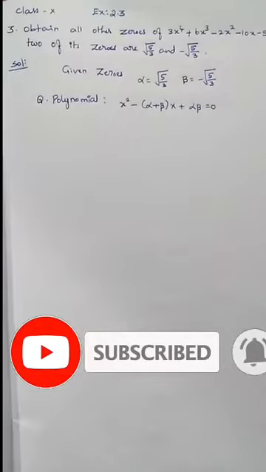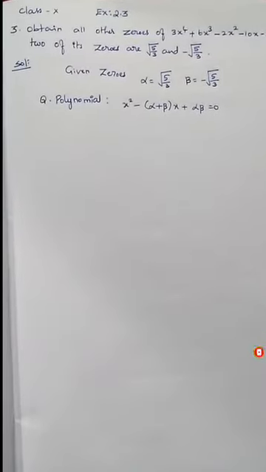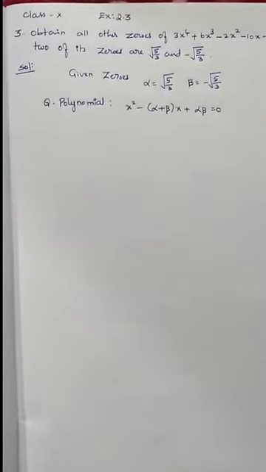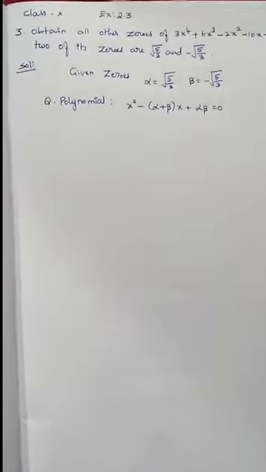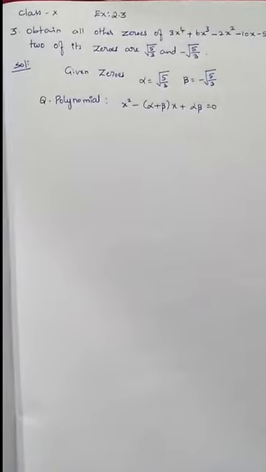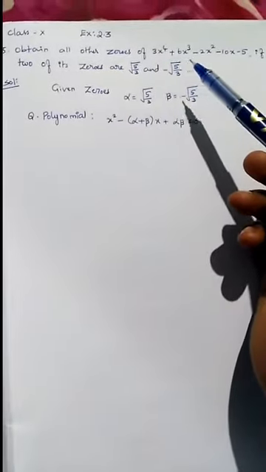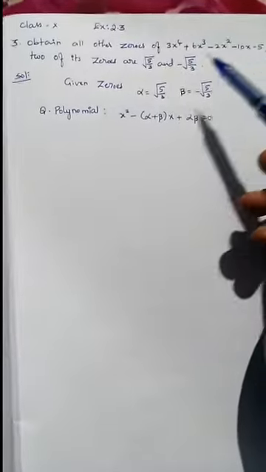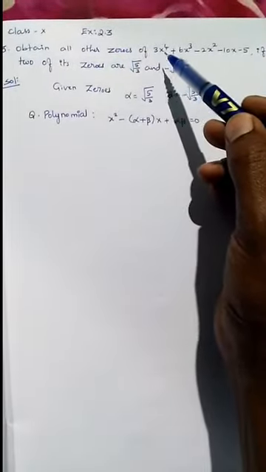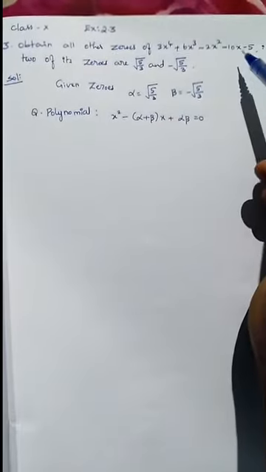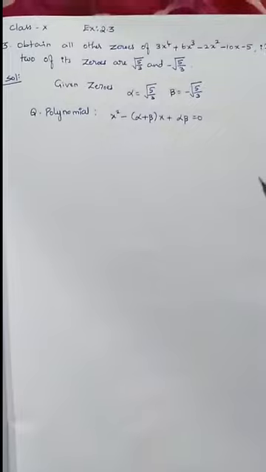So today we will see exercise 2.3 question number 3. This is the most important topic in the polynomial chapter, and this is the last topic in this chapter as well. Question number 3: obtain all the zeros of 3x^4 and so on, if two of its zeros are given. When you see this equation, the highest power is 4, so this equation is called a biquadratic polynomial.